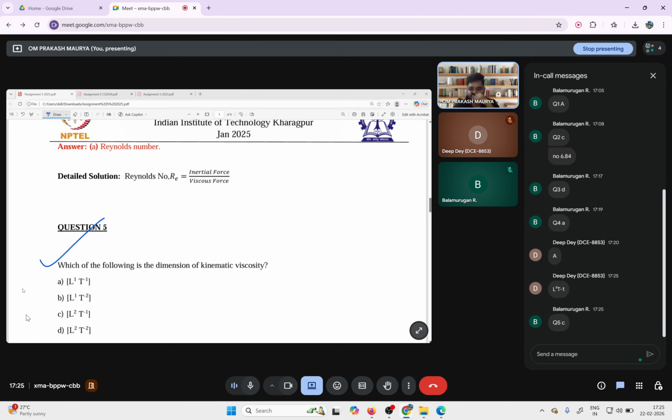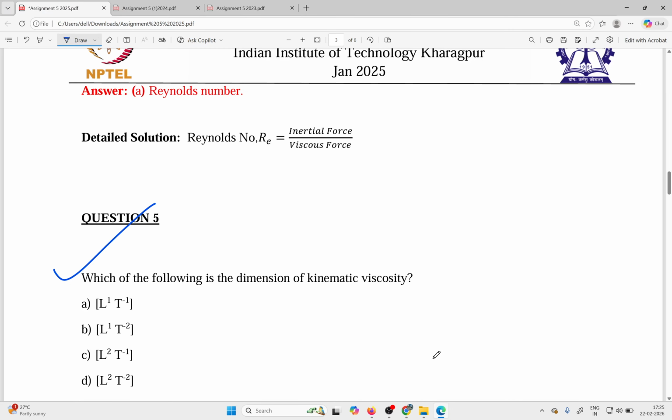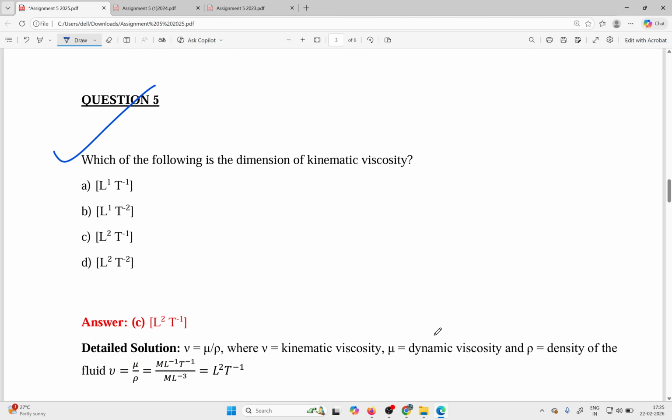Bala is also telling option C. Okay, that's nice. So let me just explain to you, or for other students also, I'll explain. So option C is correct.